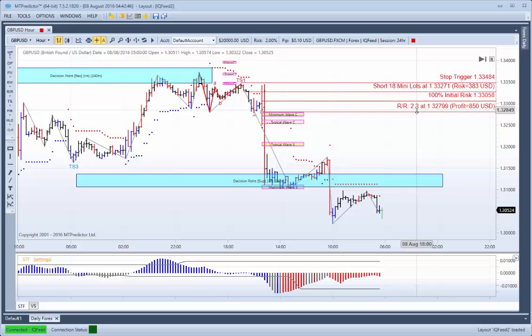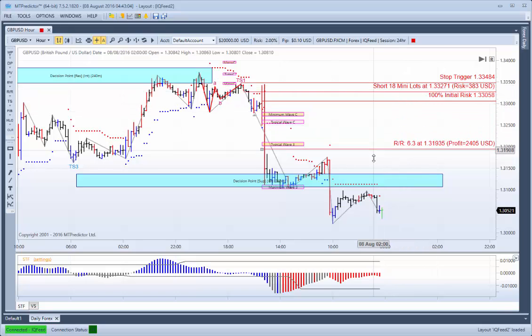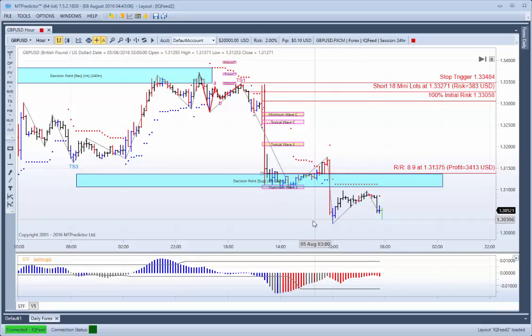Remember, we use correct position size and vary the number of lots, contracts or shares. In this case, lots, because we're trading Forex. In this case, risking 2% on a sample $20,000 account. So rather than making a profit of 2.2 times the initial risk, we grab this and come down here. The profit would have been increased to almost 8.9R. In other words, turning an initial risk of about $380 into a profit of approximately $3,400.